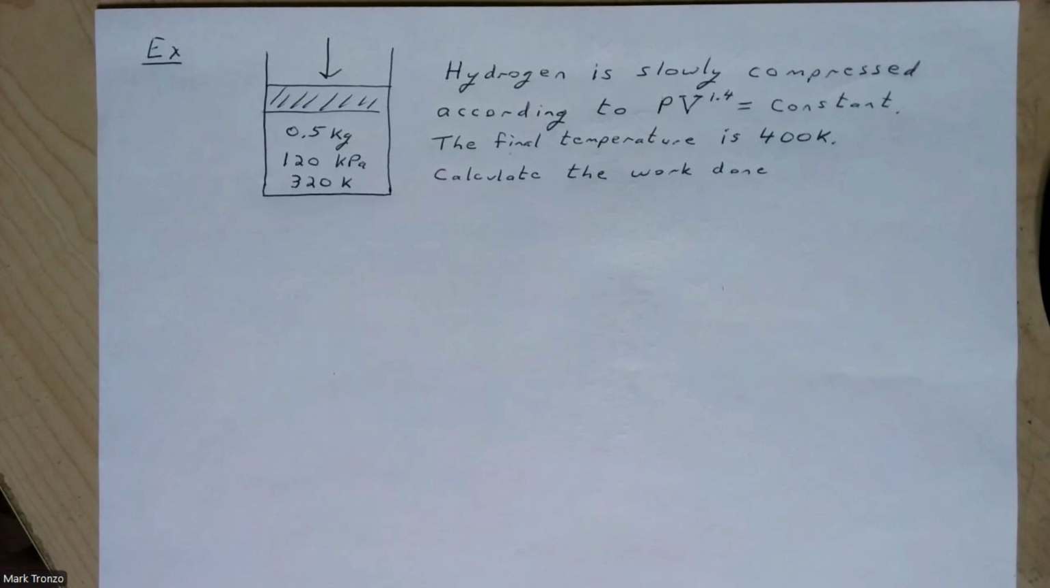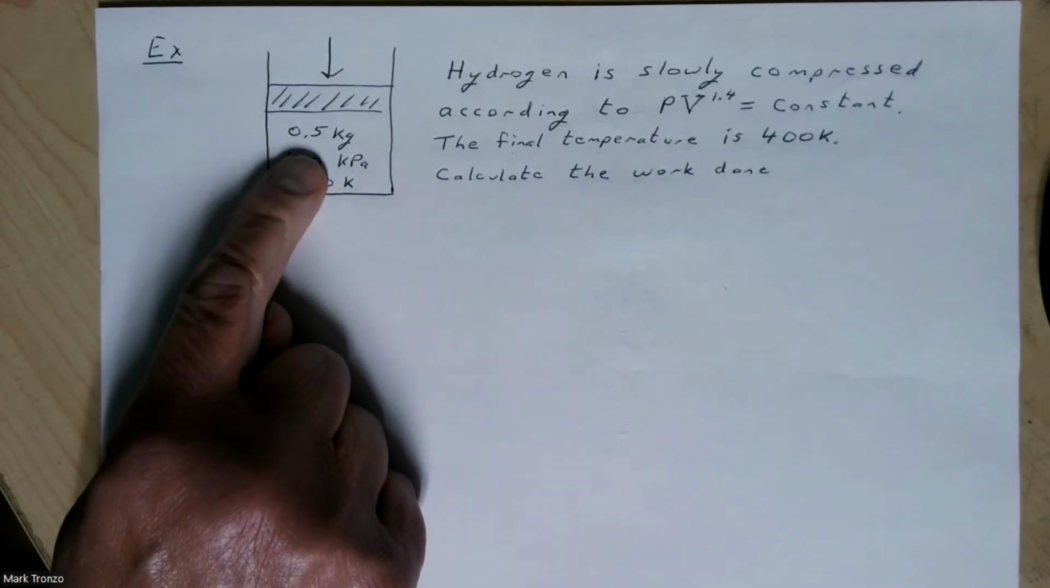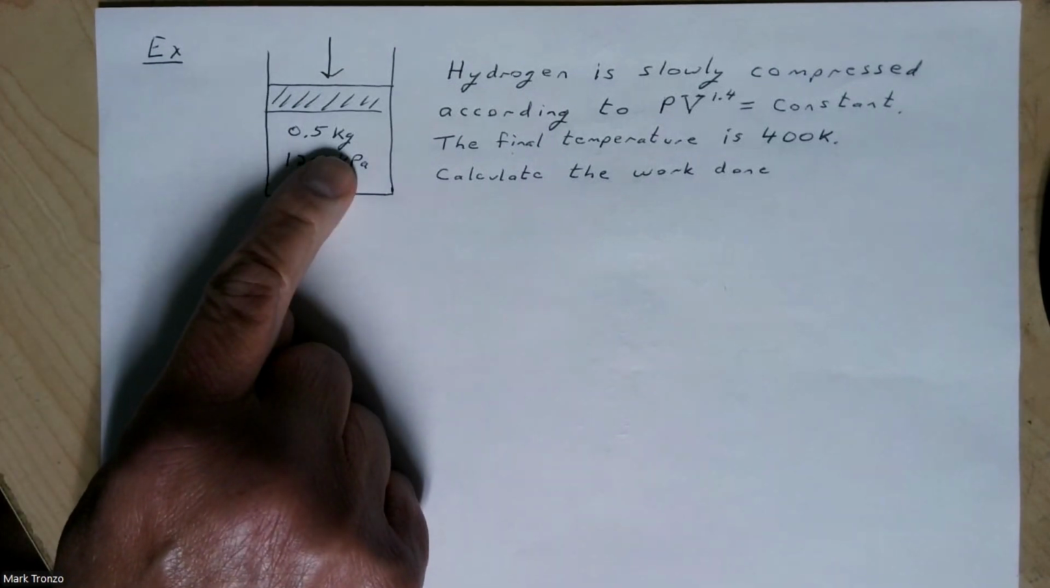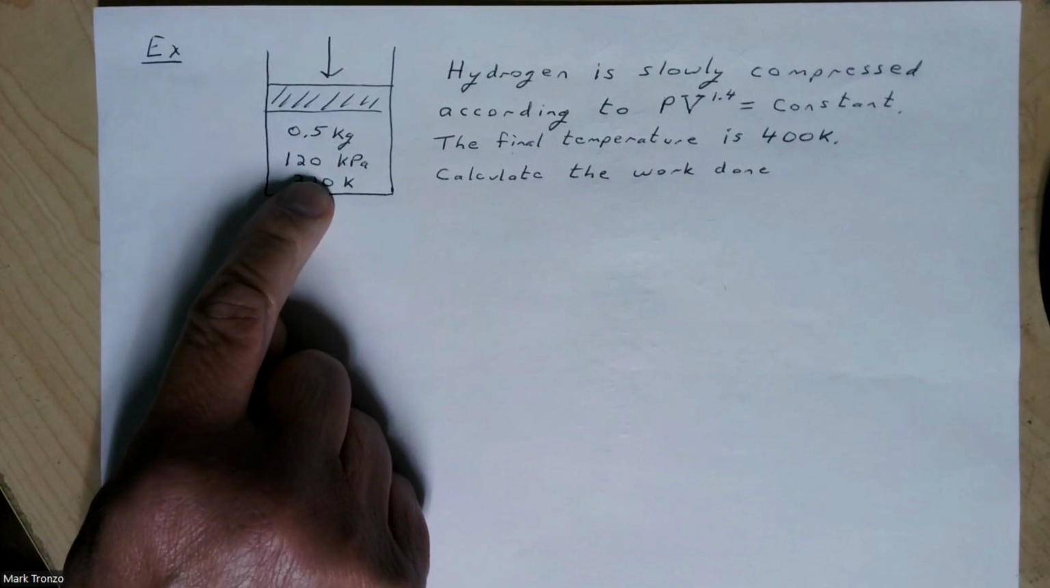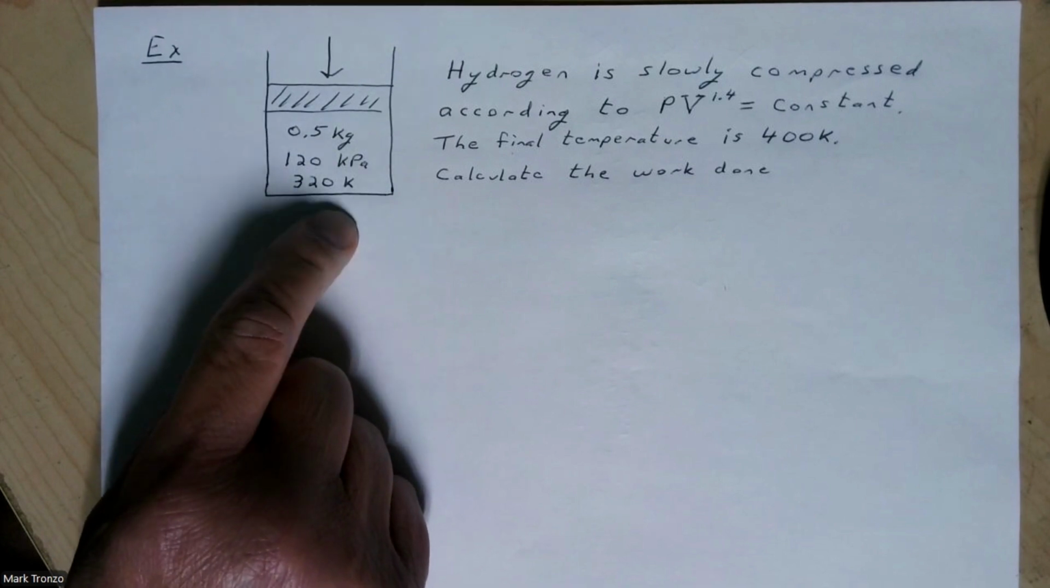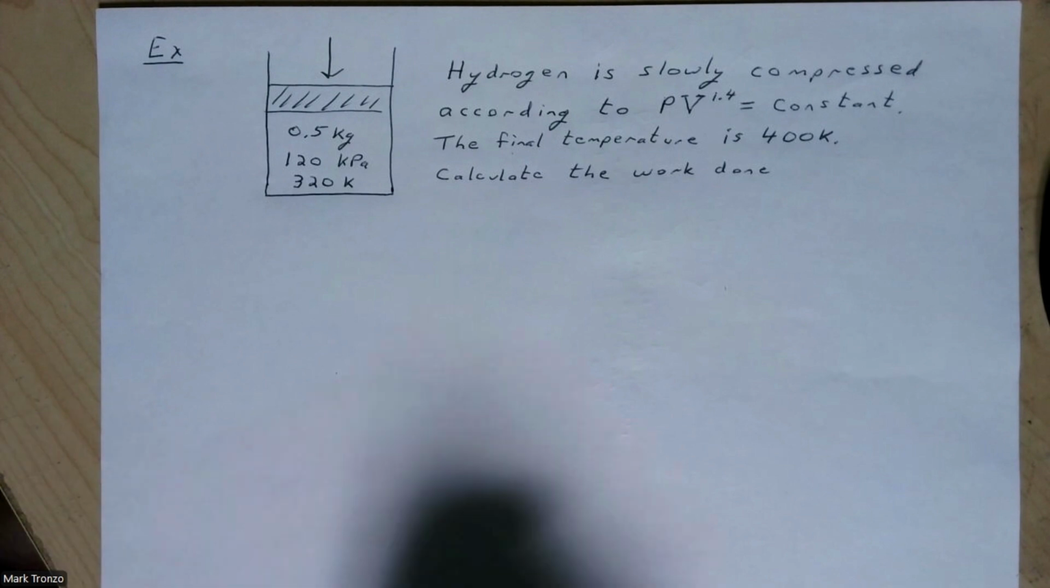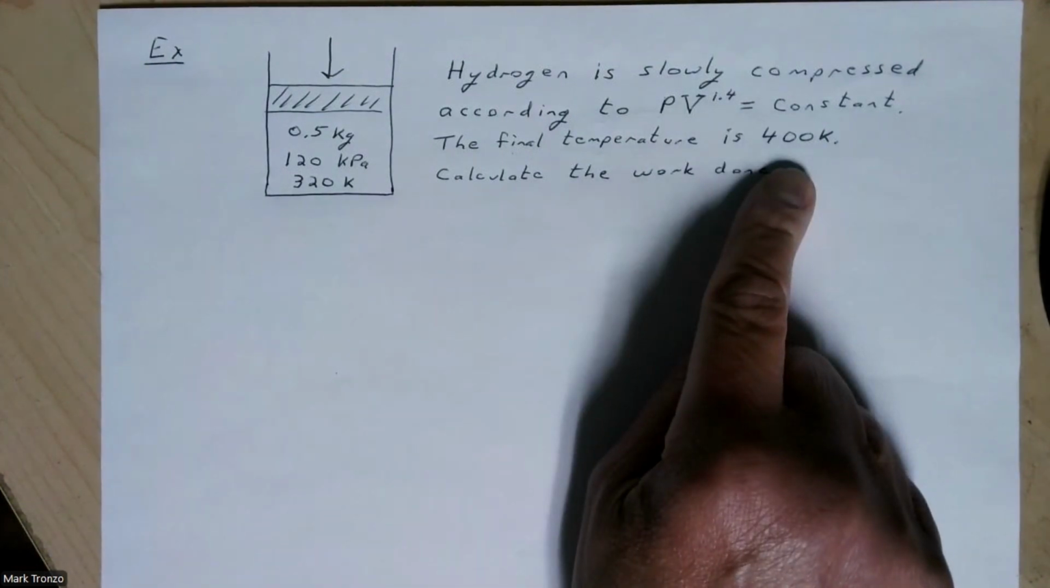Let's take a look at this problem. Hydrogen is slowly compressed according to PV to the 1.4 equals a constant. The final temperature is 400 degrees Kelvin. Calculate the work done. It looks like we're starting with 0.5 kilograms, 120 kPa, and 320 K is the initial. Then the final is 400 K.